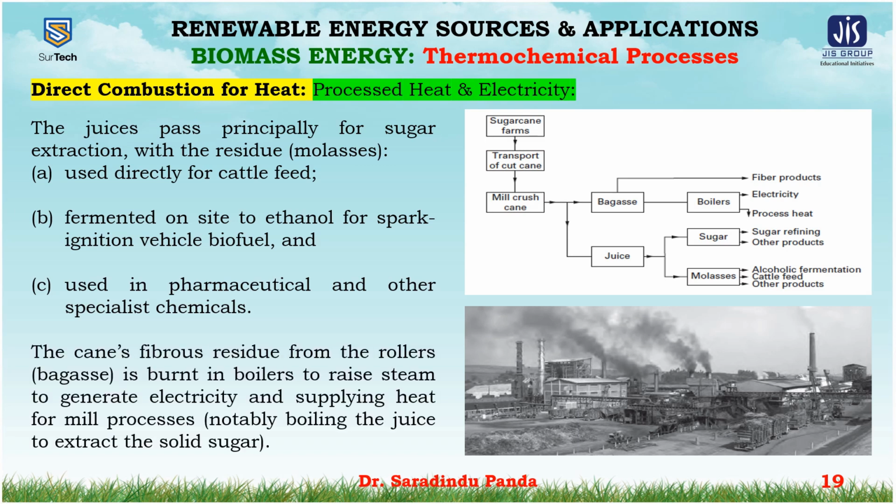The cane's fibrous residue from the rollers, called the bagasse, is burnt in boilers to raise steam to generate electricity and supply the heat for the mill processes, notably boiling the juice to extract the solid sugar.